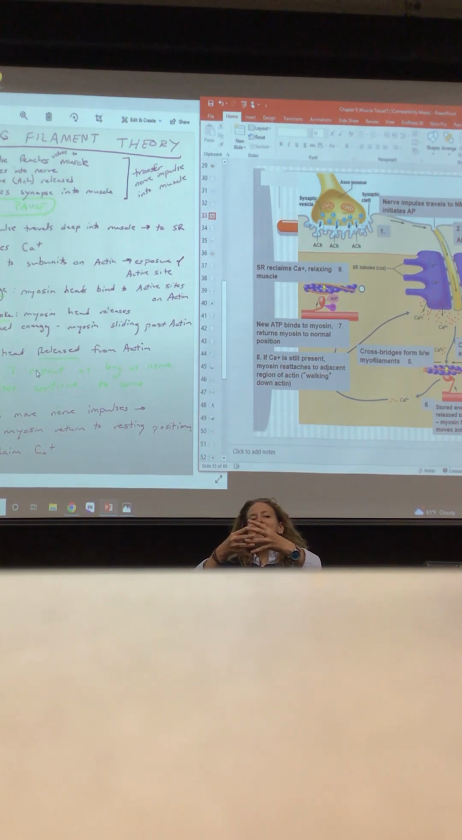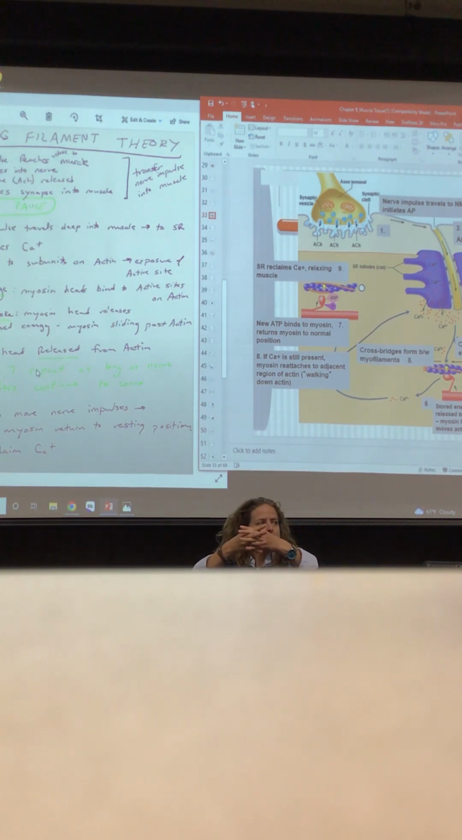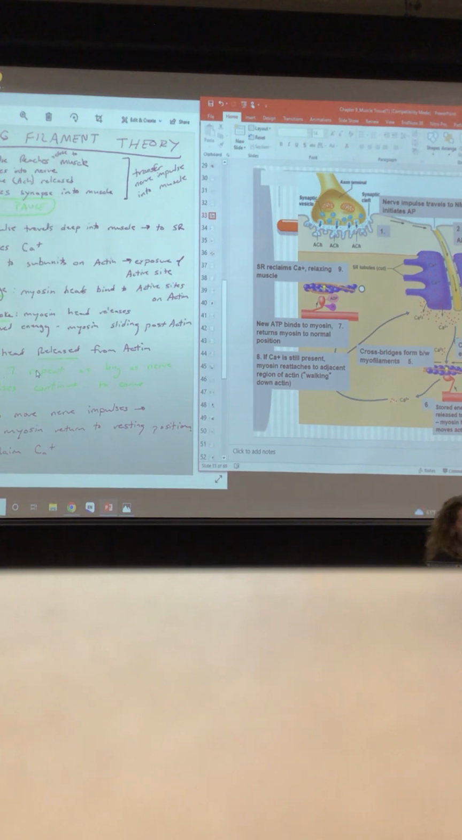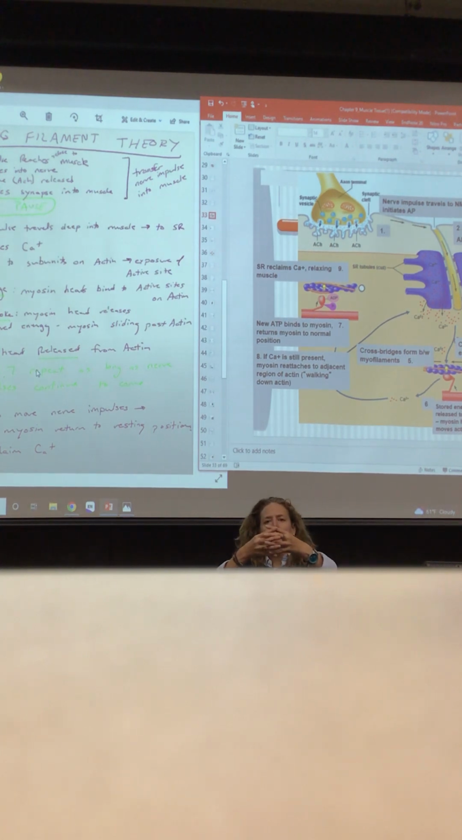It's described as the myosin heads walking their way down the actin, because each successive time, the actin and myosin slide closer and closer together.